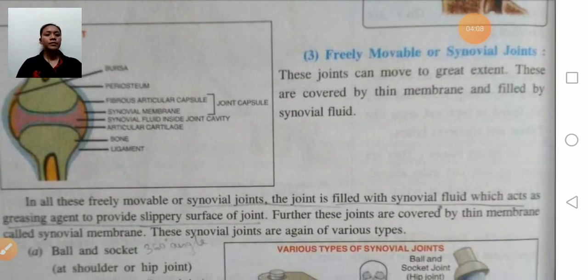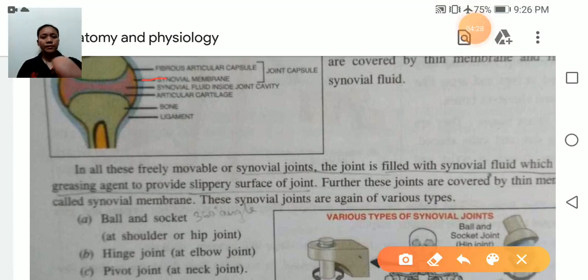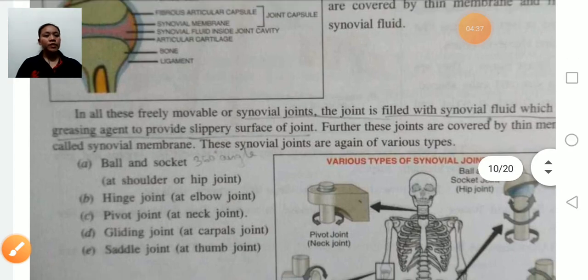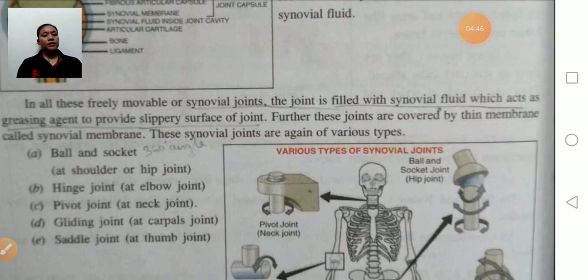And last is the freely movable joint. Freely movable joints are those joints which move freely to a great extent. These are covered by thin membranes and filled with synovial fluid. All these freely movable or synovial joints are filled with synovial fluid.